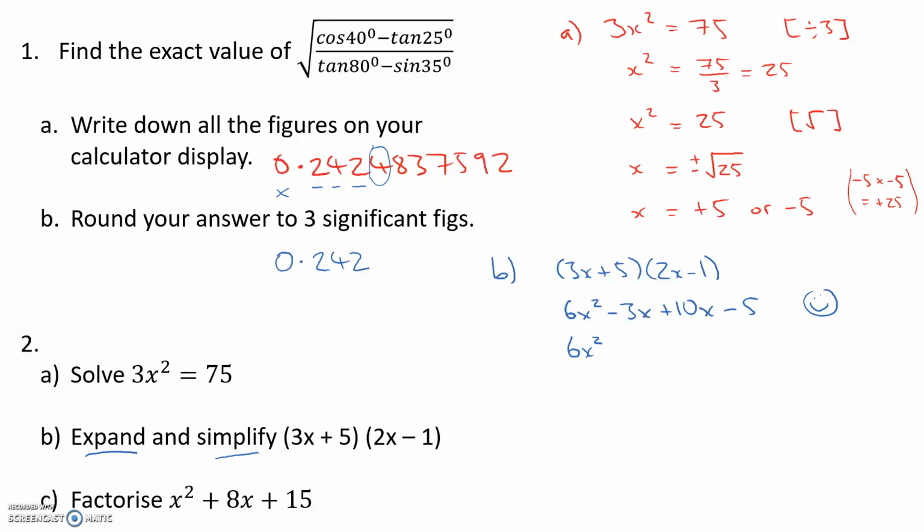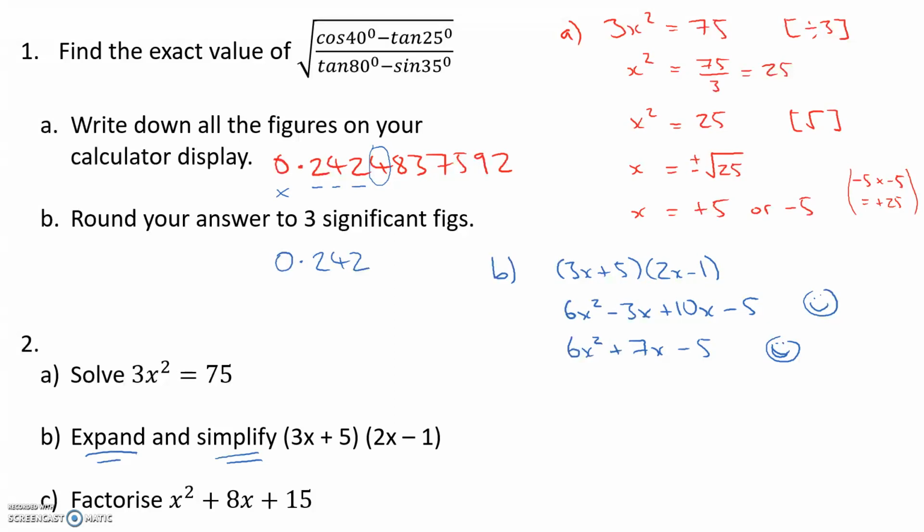But we've got minus 3x plus 10x. That's the same as 10x subtract 3x. It's going to give me plus 7x. And there's nothing I can do with a negative 5. Okay, we're done. Have we simplified? Yay. We've expanded. We've simplified. 6x squared plus 7x minus 5.